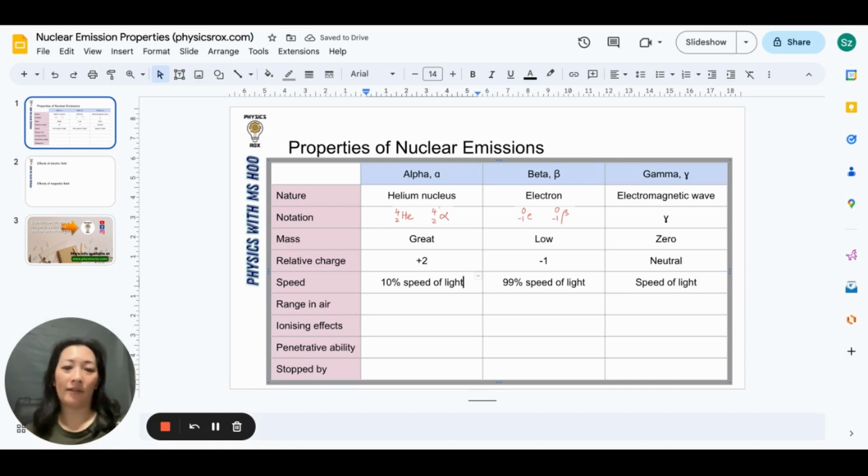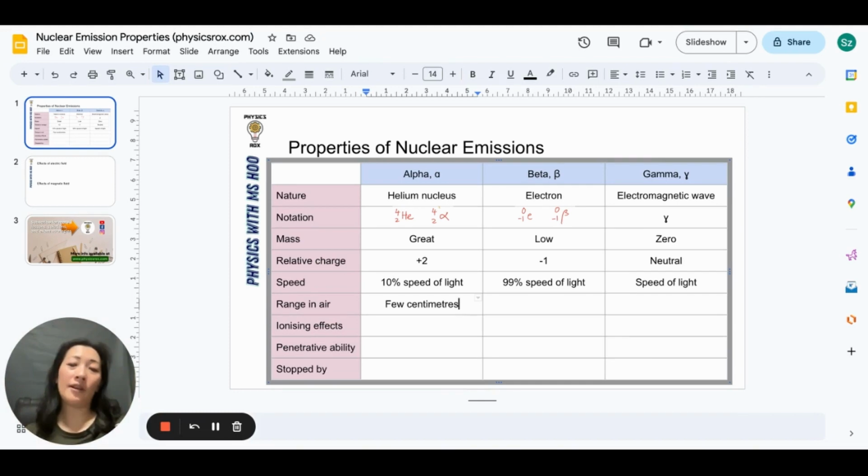Range in air. So when we talk about range in air in this case, this is referring to how far the alpha, beta, and gamma can travel if they are not blocked. Because alpha is very heavy, it doesn't travel very far. So it can only travel a few centimeters in air before it tires out. Oh, okay, can't travel anymore.